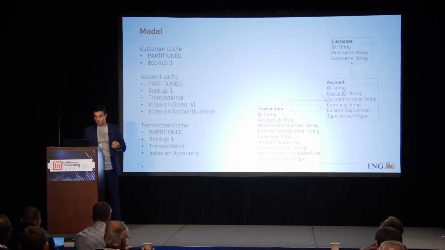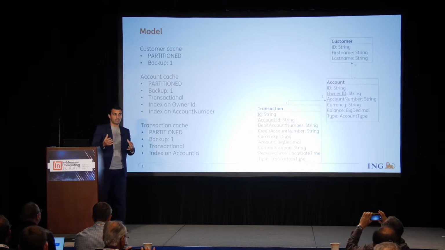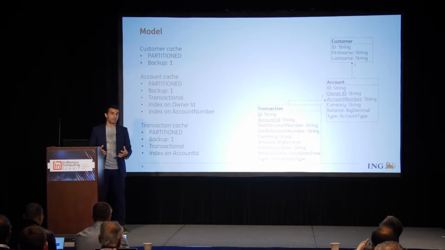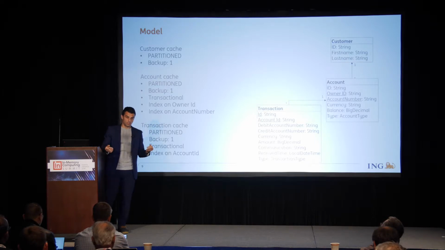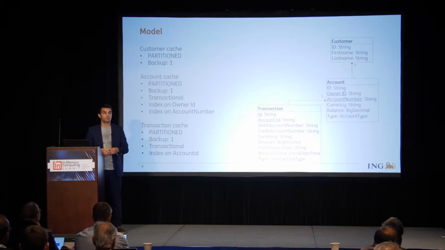So the model, let's have a simple model: a simple customer, first name, last name, has accounts, and an account can have transactions. So the cache needs to be transactional on the account and the transaction, because we need to make sure that when we store the transaction, we also debit the account or change the balance appropriately in the same transaction so that we don't have any inconsistent state.